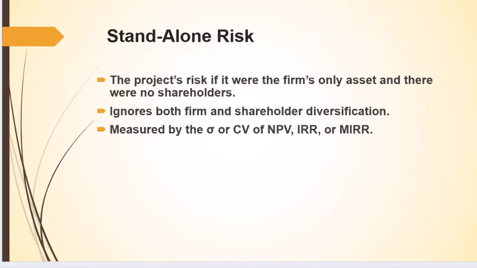So standalone risk is the project's risk if it were the firm's only asset and there were no shareholders. This type of risk ignores both firm and shareholder diversification. Essentially, it looks at this project as standalone. If this project was out there and you were just looking at that project, what is its risk level? And we can measure this by either the standard deviation or the coefficient of variation of either net present value, internal rate of return, or the modified internal rate of return.